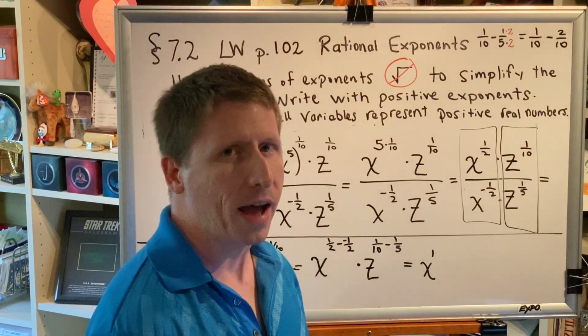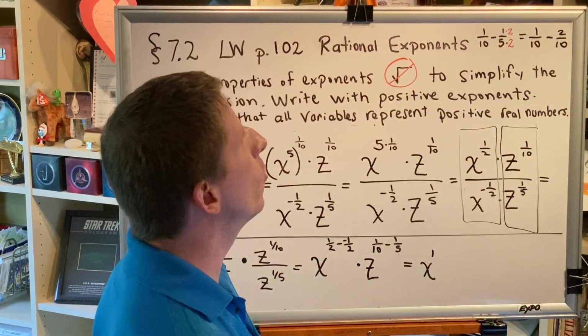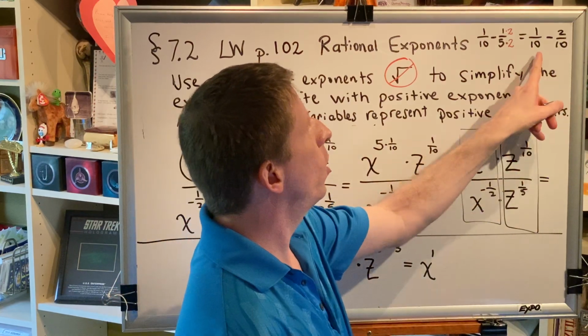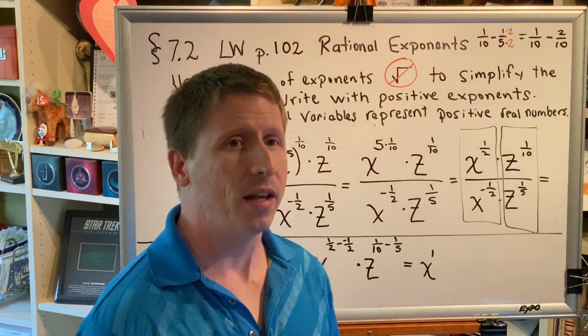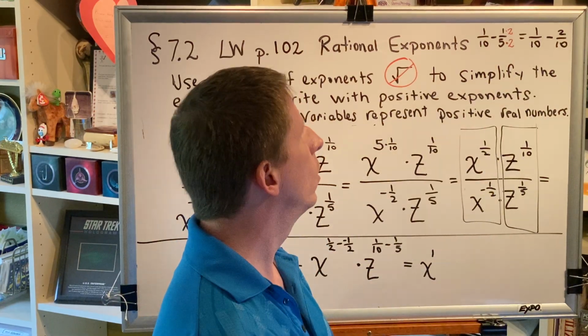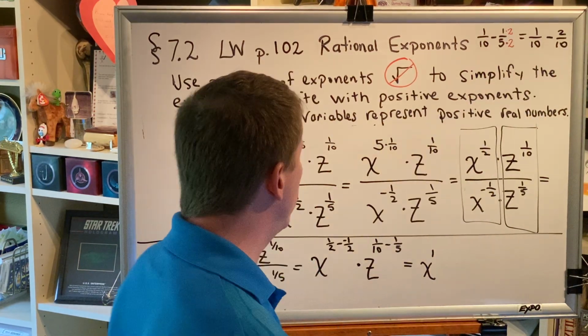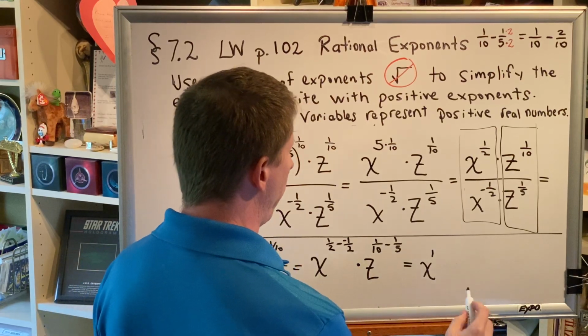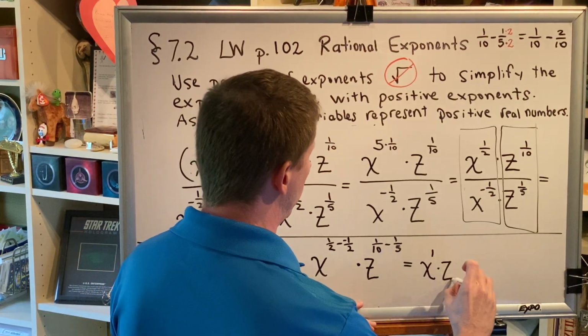Once the denominators match, we simply subtract our numerators. Our answer is going to be in terms of tenths because the denominator tells you the type of thing you have. The numerator tells you how many. 1 minus 2 is negative 1, so we get negative 1/10 as the exponent of z.